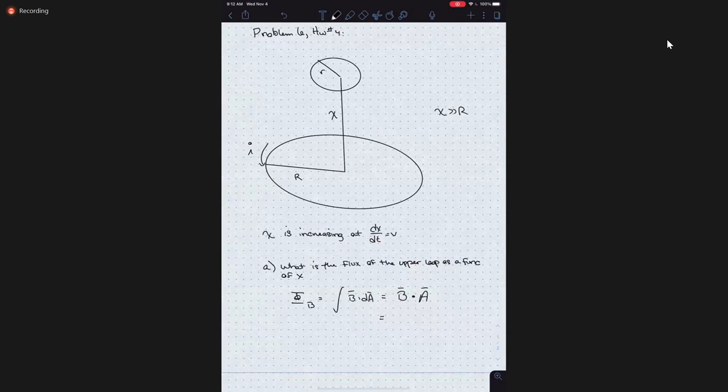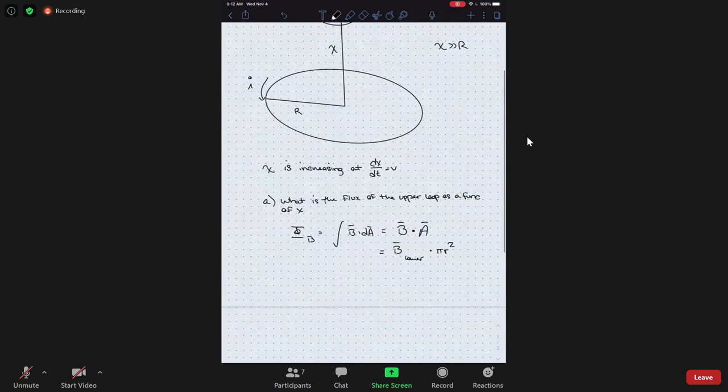So we know what the area of this upper loop is already. This is just B of the lower loop multiplied by pi r squared, because that's just the area of the upper loop. Simple enough so far. Okay, but what's B of the lower loop?